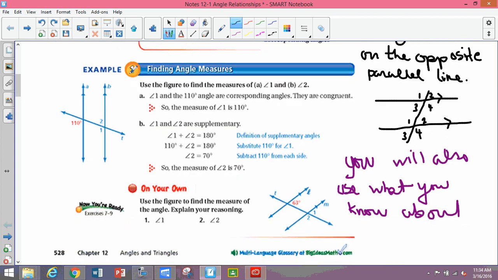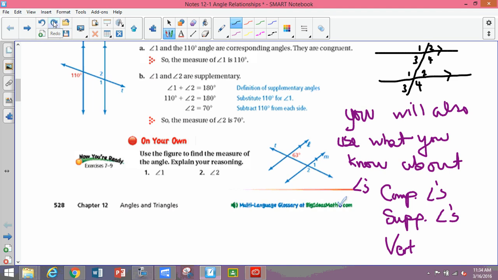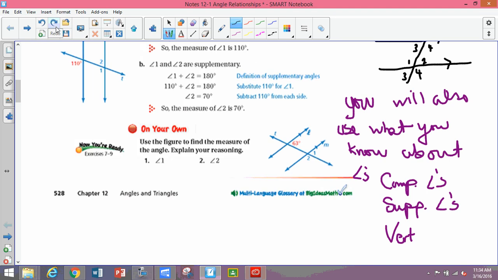You will also, in this section, need to know what we talked about in the last chapter, I think it was chapter 7, when we were talking about angles and triangles. So you're going to need to know complementary angles, supplementary angles, and vertical angles in order to be able to do what we're going to do today.